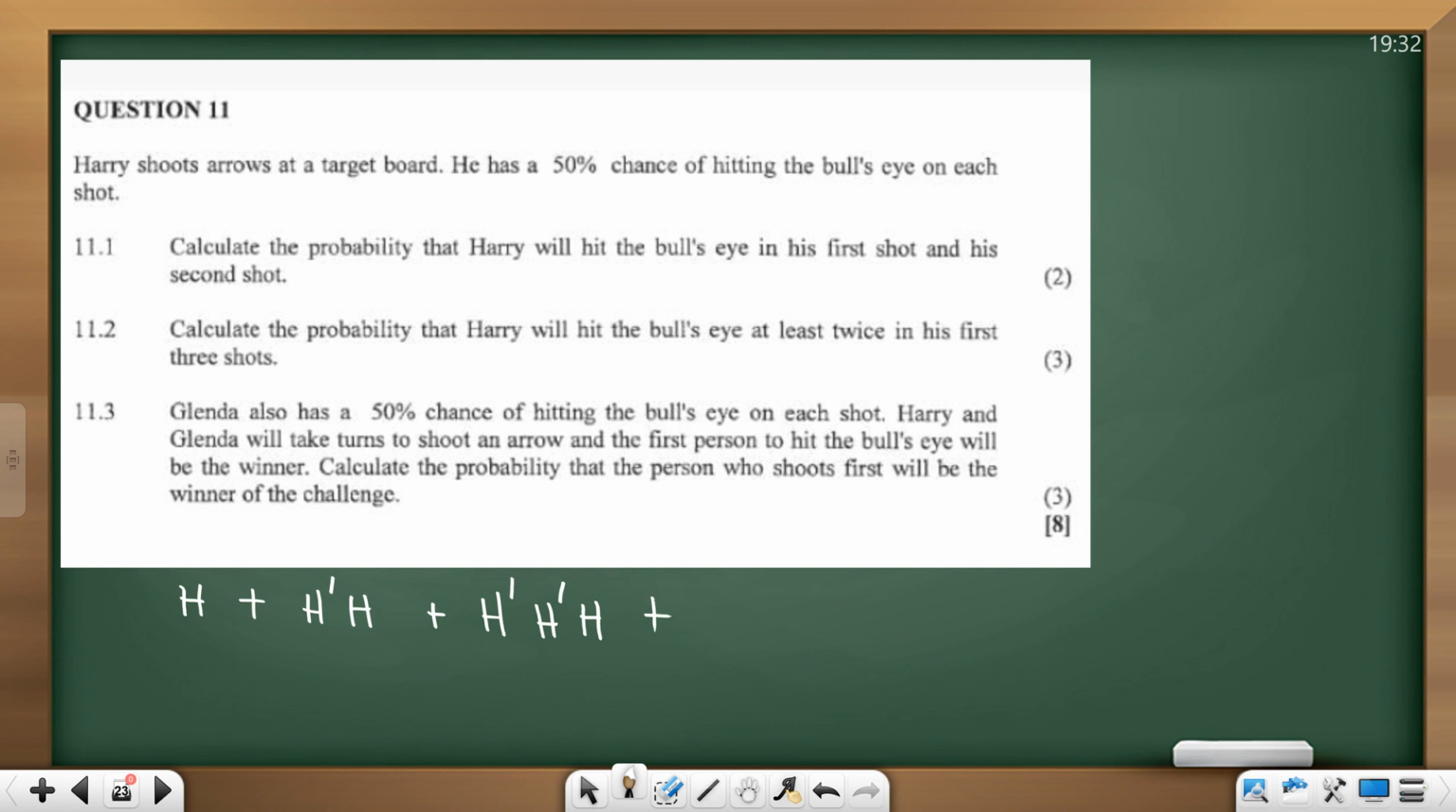Plus, let's try something. Let's try the next one. Harry shoots and does not get it. Glenda shoots, doesn't get it. Gives Harry a chance to shoot. He doesn't get it. Glenda, and Glenda gets it. Okay, let's see something.